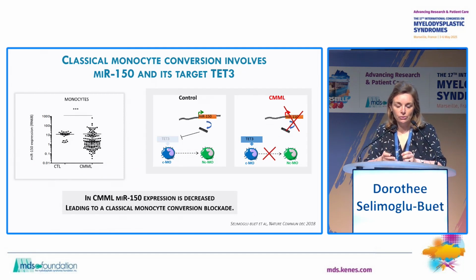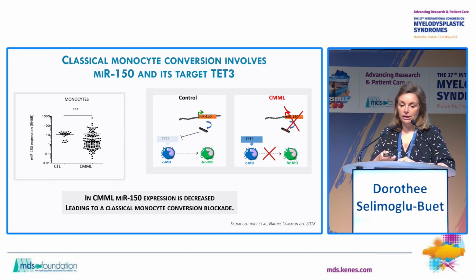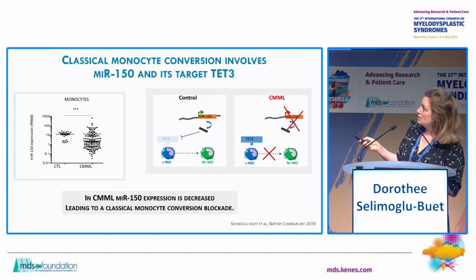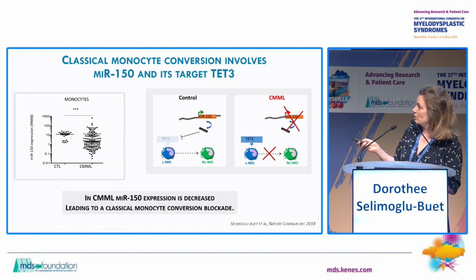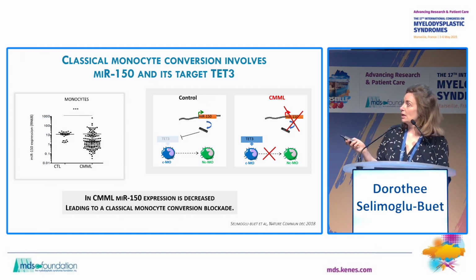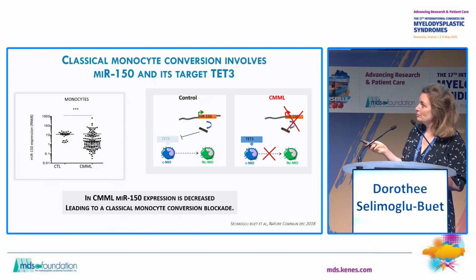And to make a long story short, we demonstrated that a microRNA, miR-150, and its target TET3 are involved in the regulation of the conversion from the classical monocyte toward the non-classical monocyte. In CMML, the expression of miR-150 is decreased, leading to a classical monocyte conversion blockage.